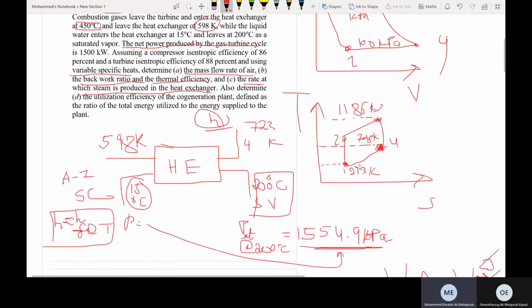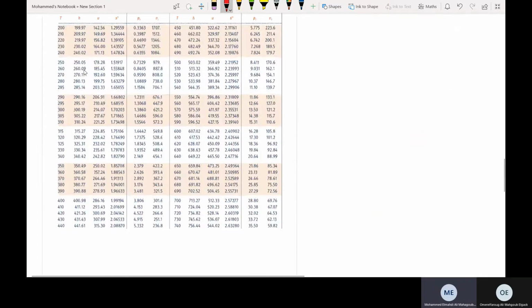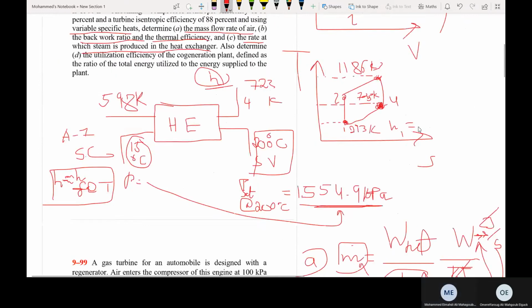H1 is going to be found using temperature 1. Here it is 293. So for H1, go to the tables. We have 293 kelvins. Make an interpolation between this H and this H to get the H in between. I did the interpolation, and it's going to be 293.17 kilojoules per kilogram. So this is the first H.